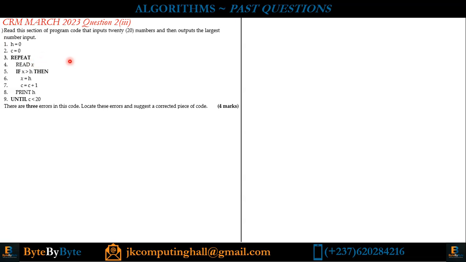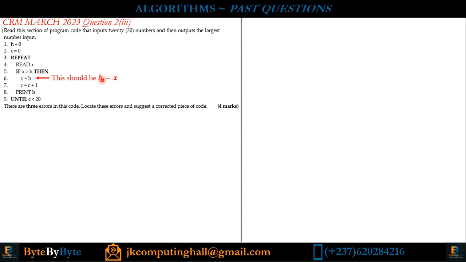Now, what are the different errors? One is the first error here, X equals H. Since H is the one that should store the maximum number, and if X is greater than H, it means that the new value of X that was entered here is more than the maximum number. So H should store that number to become the actual maximum number. So this line should be H equals X, because it's not X that stores the maximum number, but instead H.